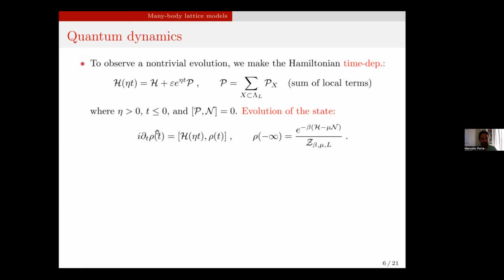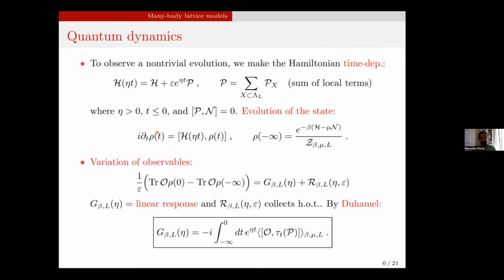Okay. So that is the setting, and then the question that I would like to discuss is about variation of physical quantities. This is the variation of the observable at time t equal to 0 minus the observable at equilibrium, divided by epsilon, which is the strength of the perturbation. So that's the response of the observable because of the presence of this time-dependent perturbation.